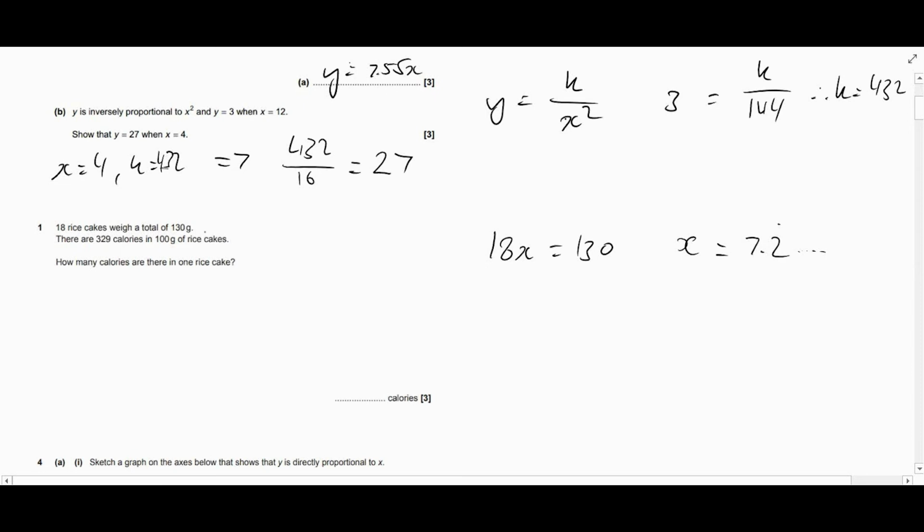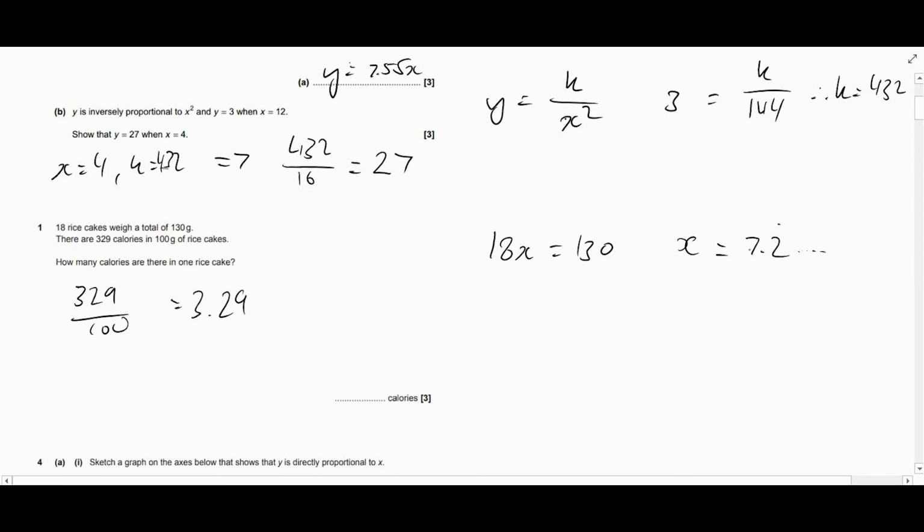And now we have to figure out the amount of calories per gram. So I guess there are really two options here. Is it 329 over 100, or is it the other way around, 100 over 329? Give that a ponder. If you thought it was the former, you would be correct. It's indeed 3.29 calories per gram.